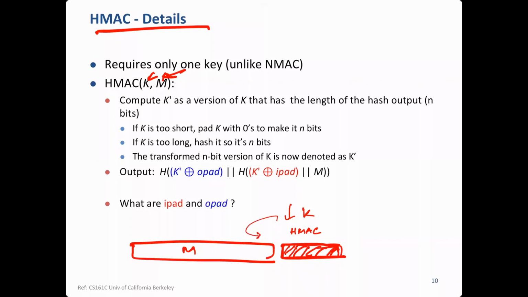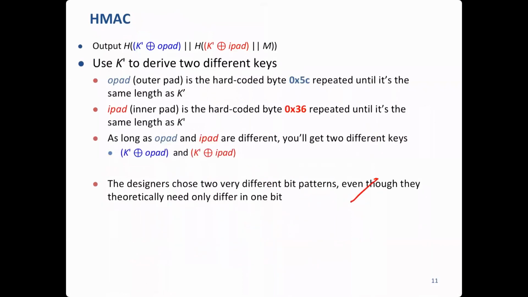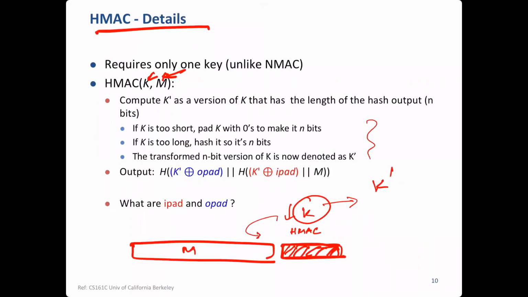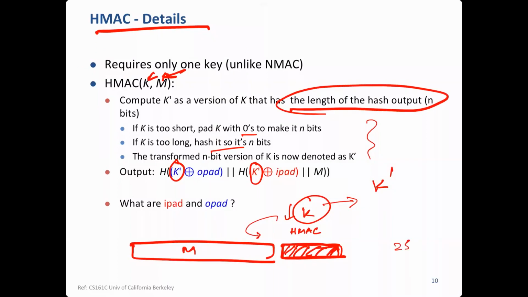The first transformation we do is that once we get the key K, which is randomly generated, if the key is very long, then we bring it to the proper size that is required. From this key K we get a key called K dash, by appending zeros or reducing the size by hashing it. K dash has to be the size of the hash output. The hash output here, for example, is 256 bits.